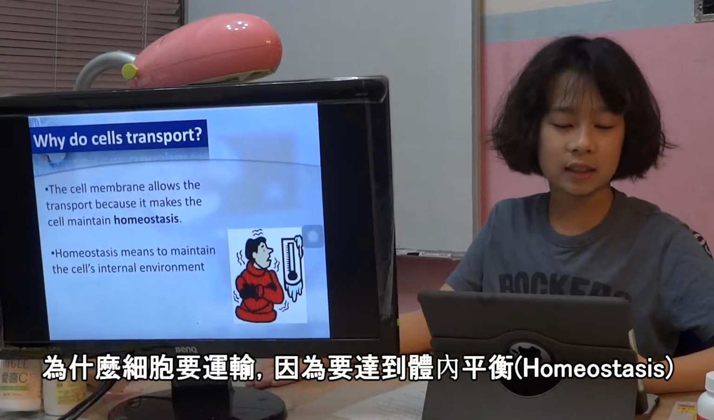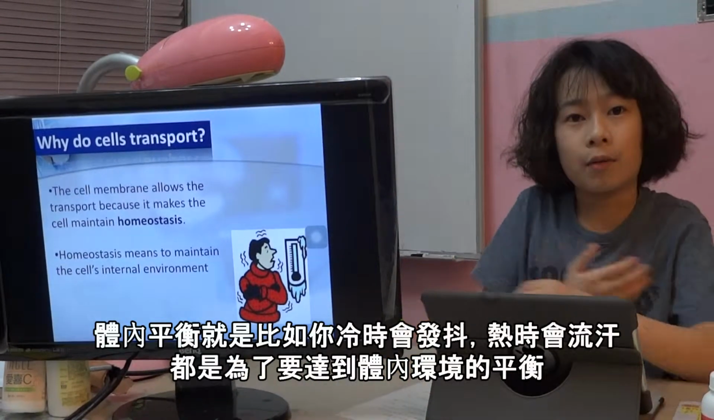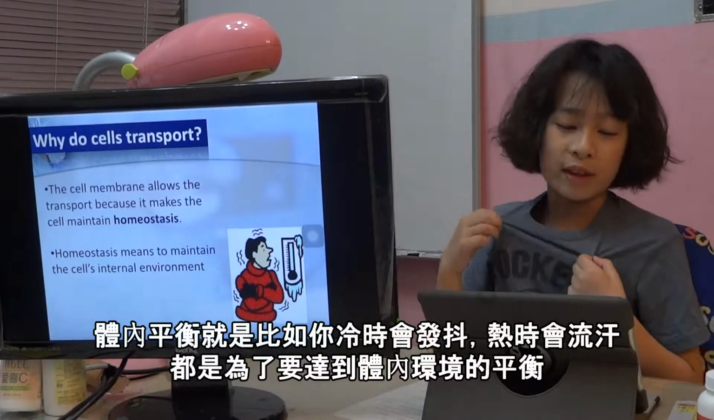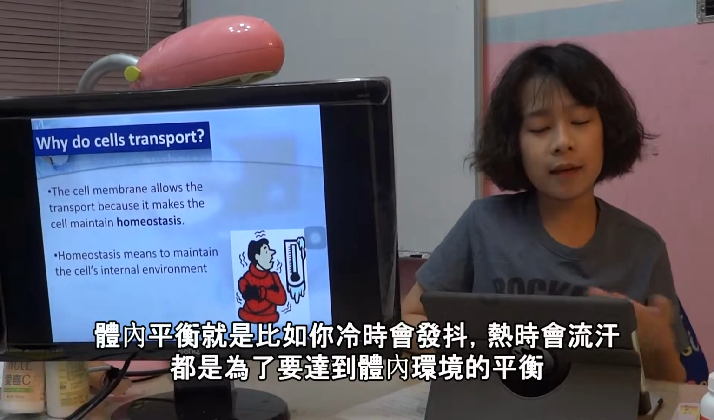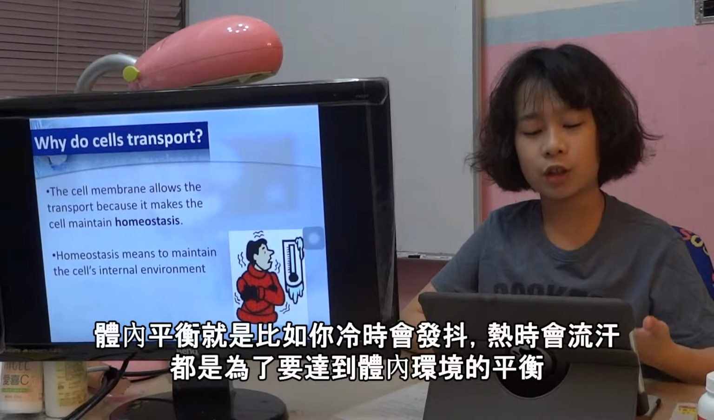What is homeostasis? Homeostasis is like when you are very cold, you shiver, and when you are very hot, you sweat. Homeostasis actually means to maintain the cell's internal environment.